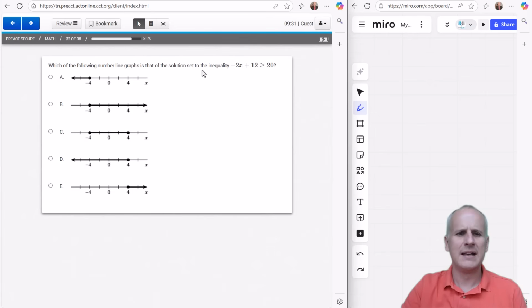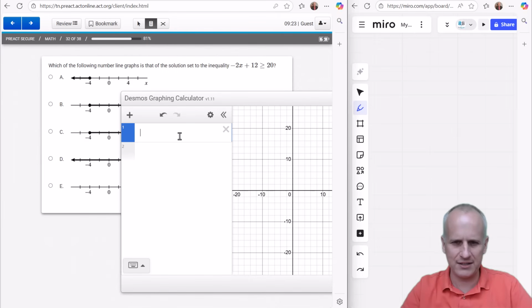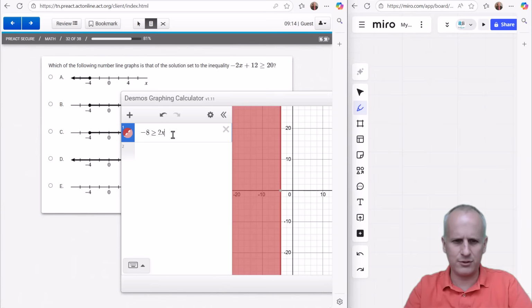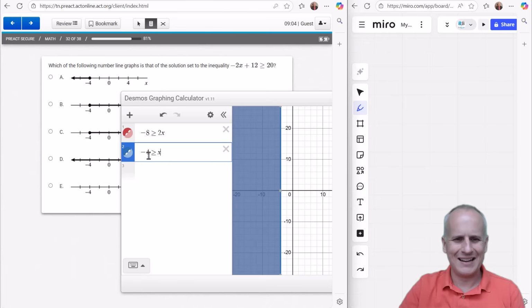Moving on to the next one. Here we are being asked for which of the following is the set for this inequality. Again, just use the graphing calculator to track the steps. I'm going to add the 2x and subtract the 20, so I know that negative 8 is going to be greater than or equal to positive 2x. And then we just divide by 2, and we discover that negative 4 is going to be greater than or equal to x.